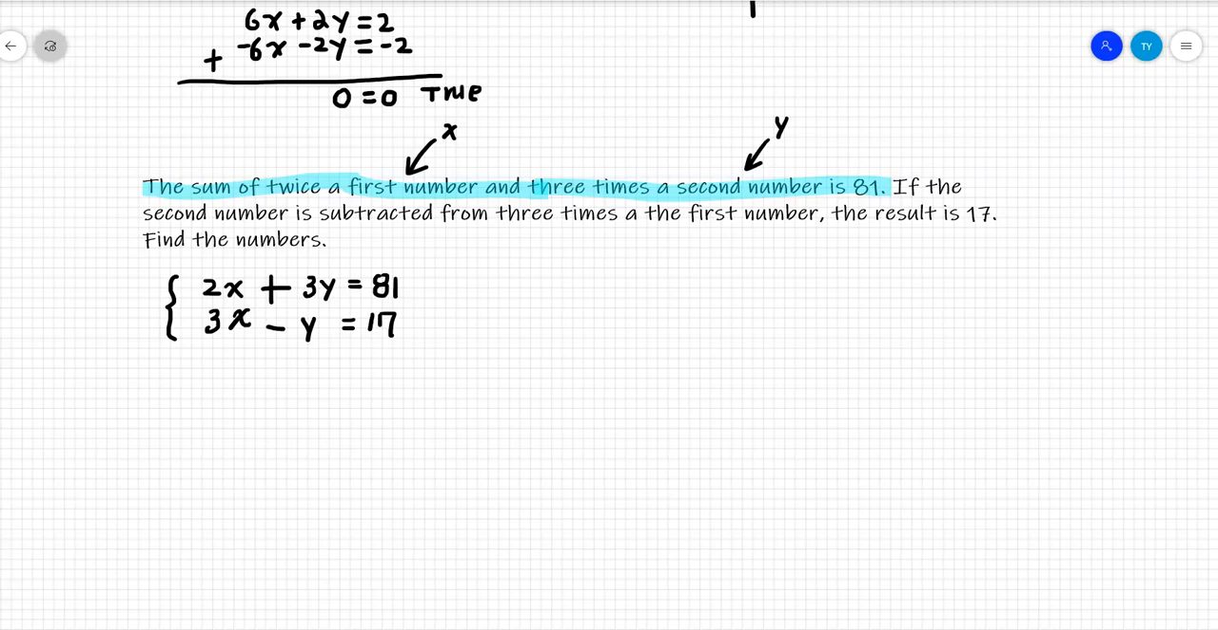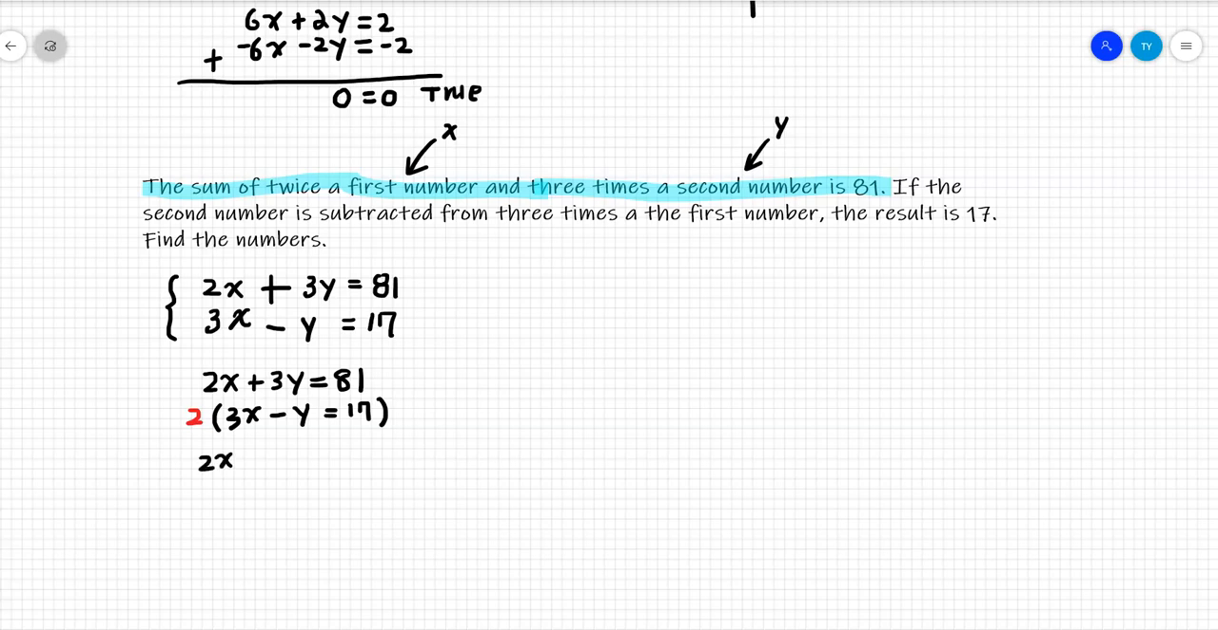I'm going to use the elimination method by multiplying the bottom one by 3, so we can eliminate the y here. We're going to have the same thing on the top, 2x plus 3y equals 81. And then we are going to multiply the bottom equation, 3x minus y equals 17.